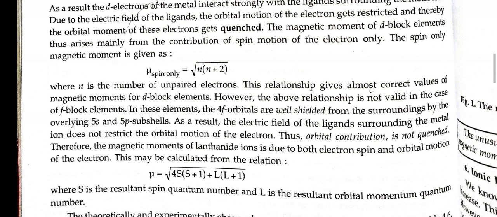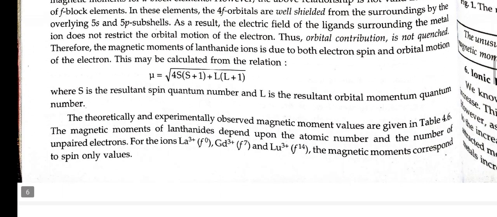Therefore, the magnetic moment of lanthanide ion is due to both the electron spin and the orbital motion of the electron. This may be calculated from the relation mu is equal to under root 4s into s plus 1 plus l into l plus 1, where s is the resultant spin quantum number and l is the resultant orbital quantum number. The theoretical and experimentally observed magnetic moment values are given in the table.